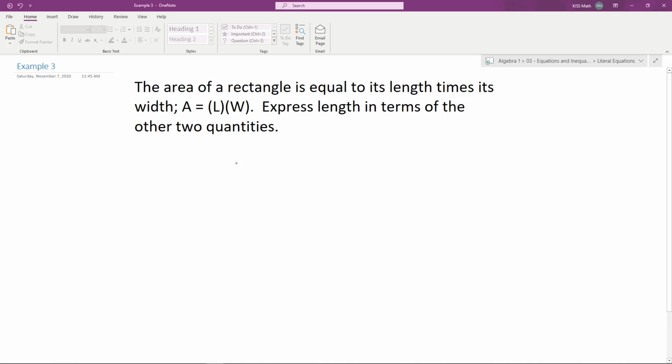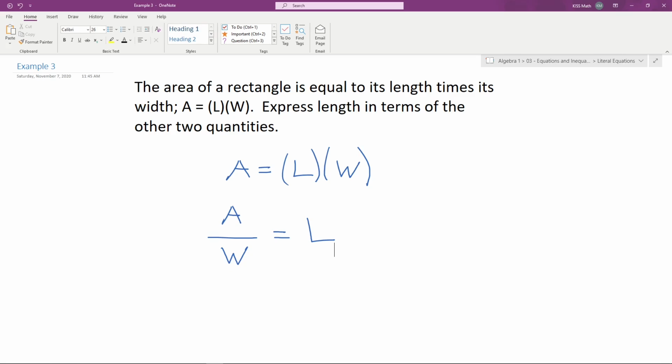So we had A equals L times W, and we just need to divide off the W here. So if we have A divided by W. So this would be the way to express L in terms of A and W. And the point of this example is to get you used to some of the wording that's in these problems.